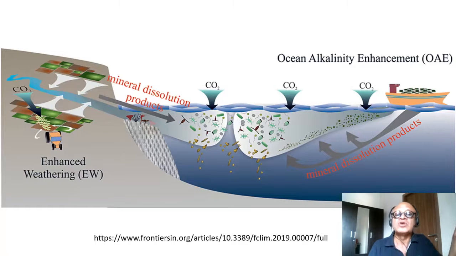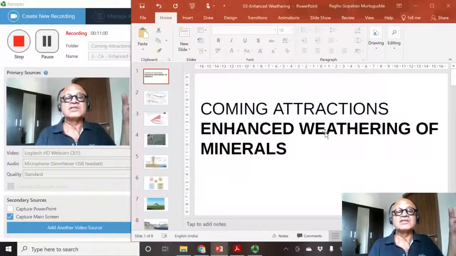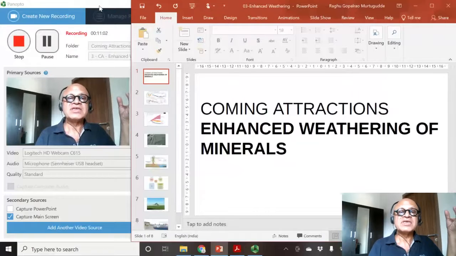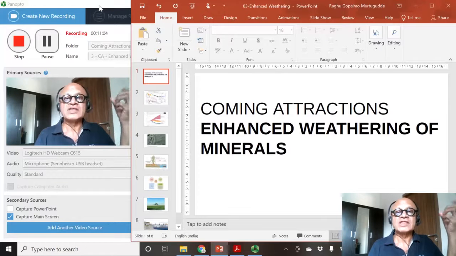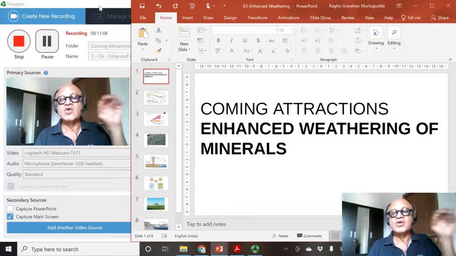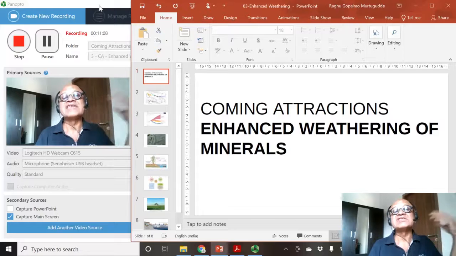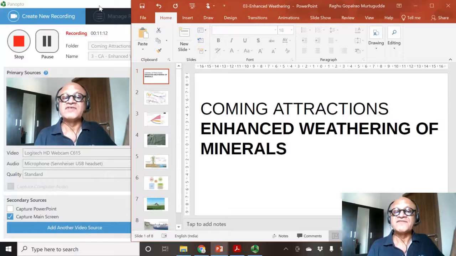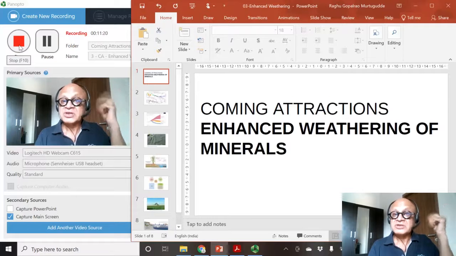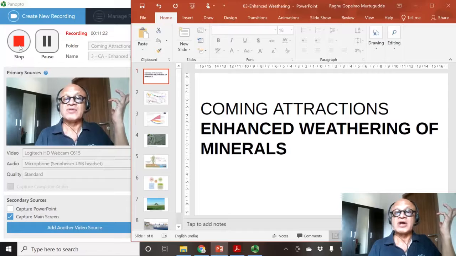So the question is, how big a part of the solution will these be? Will these work? That's the question. They are being tried. They are being argued that they are feasible, but no experiment has been done on scale large enough to actually draw down sufficient CO2. So that's the real test. How much can we accomplish with this method? But as a coming attraction, it is an exciting idea to think about, right?